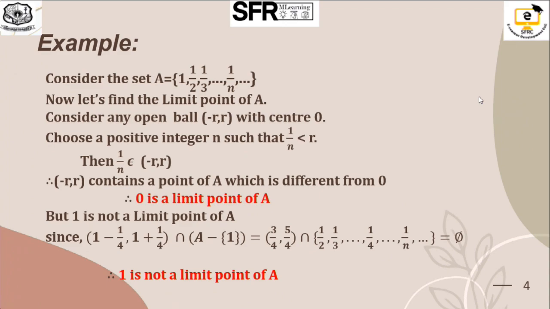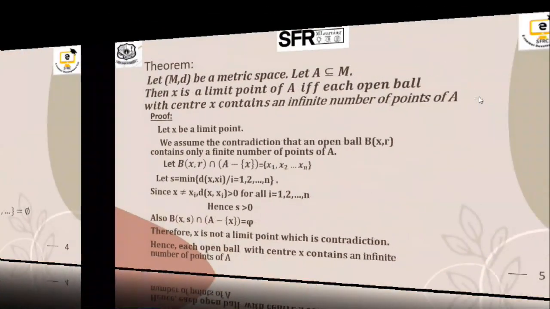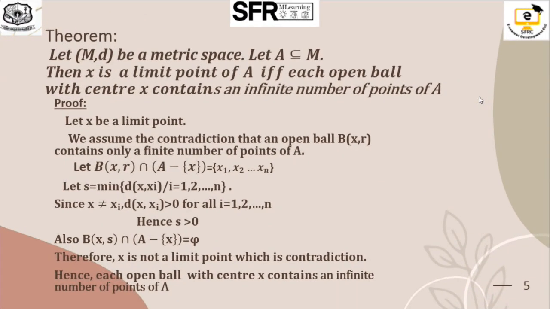Now we will be moving to our theorem. We consider a metric space M and a subset A, and x is a limit point of A if and only if each open ball with center x contains an infinite number of points of A. So, we assume x is a limit point. Now, we assume, for contradiction, that an open ball B(x, r) contains only a finite number of points of A.